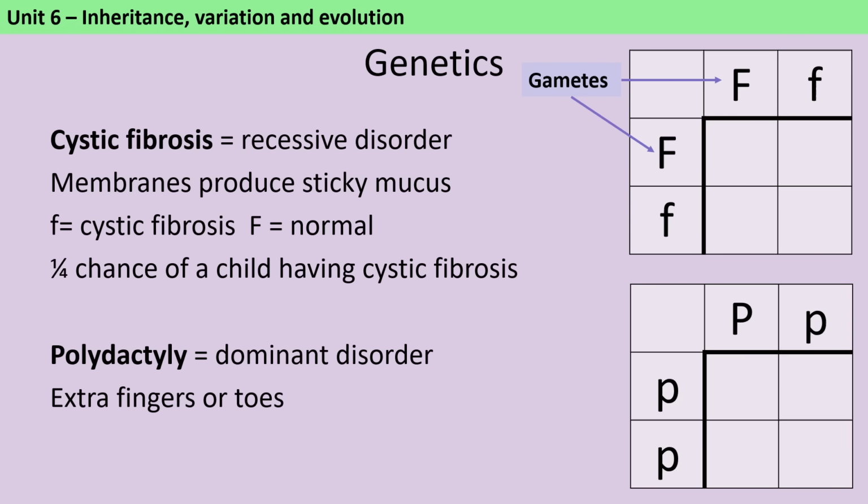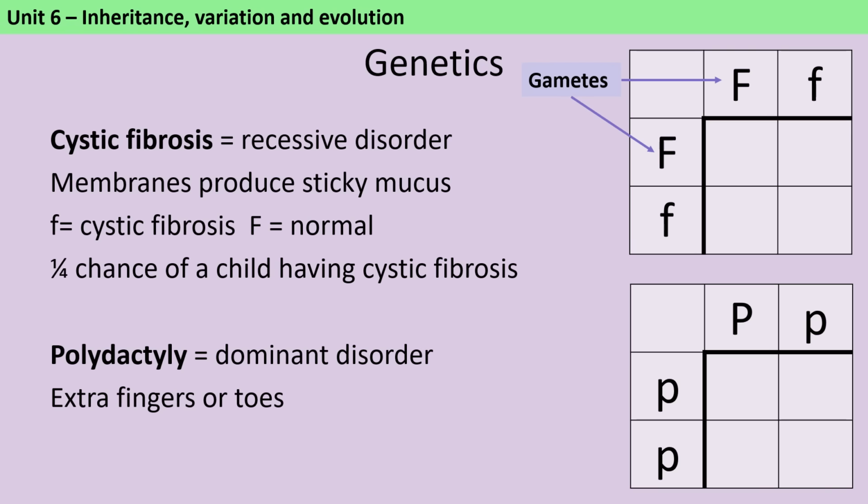For genetics, it's quite likely that you get a question which asks you to either draw from scratch on the higher tier or fill in on the foundation tier a genetic diagram called a Punnett square. There are two genetic disorders that you need to know about in detail, so we'll use those as examples for how to fill in the diagram. The first disorder is cystic fibrosis.